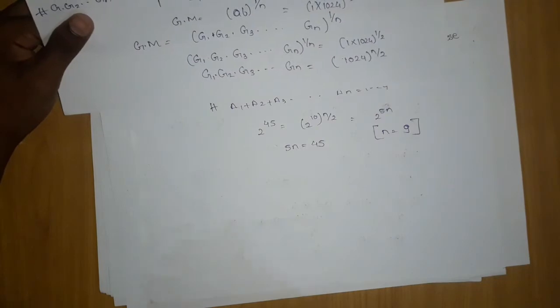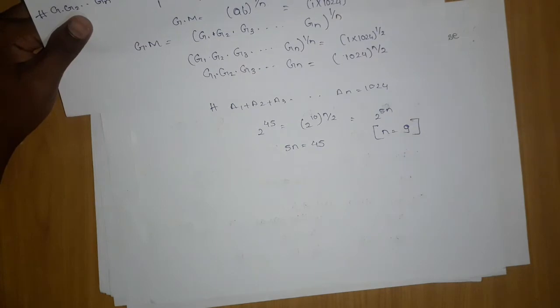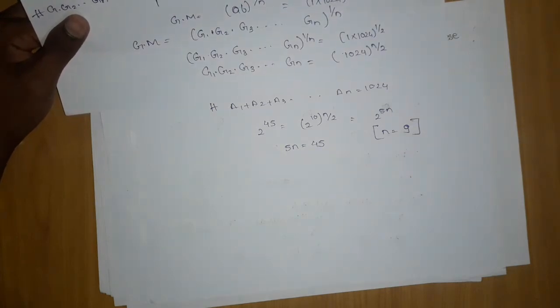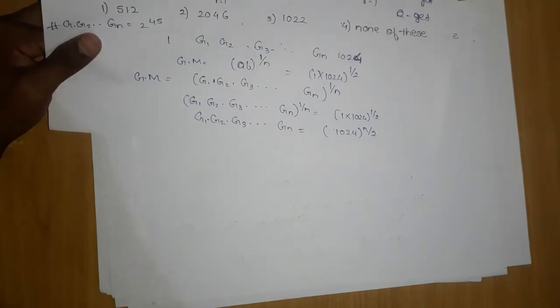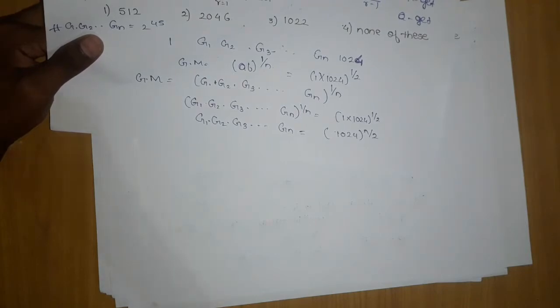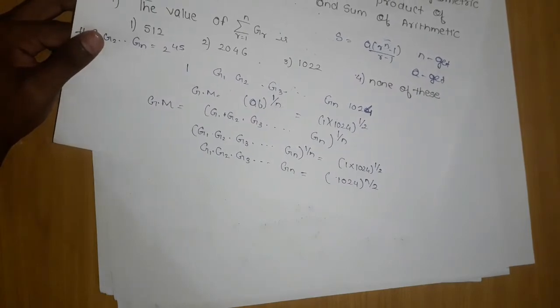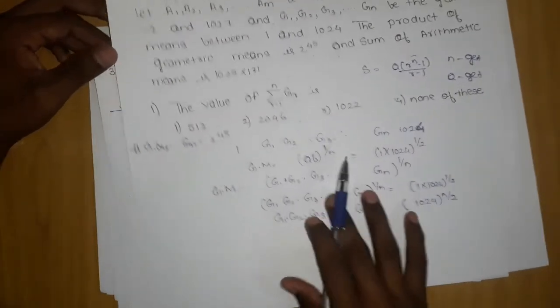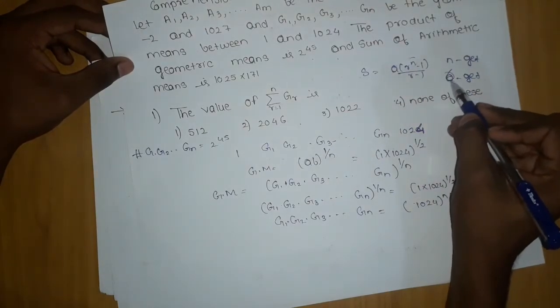Now I need to get my a. How can I get my a? That is also a thing. Now to get a, I can do the sum of the terms. To get a in a GP, if I get my r, I can automatically get my a.